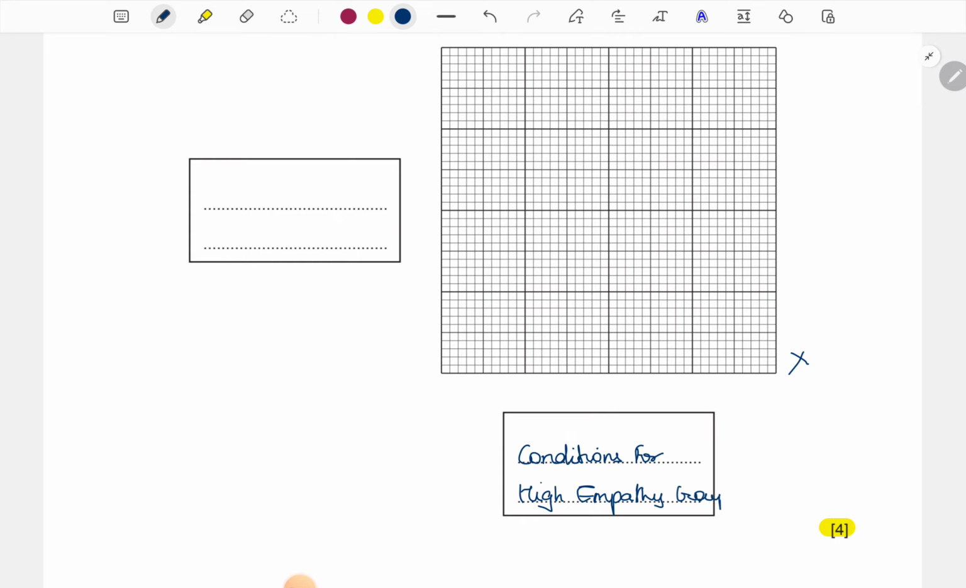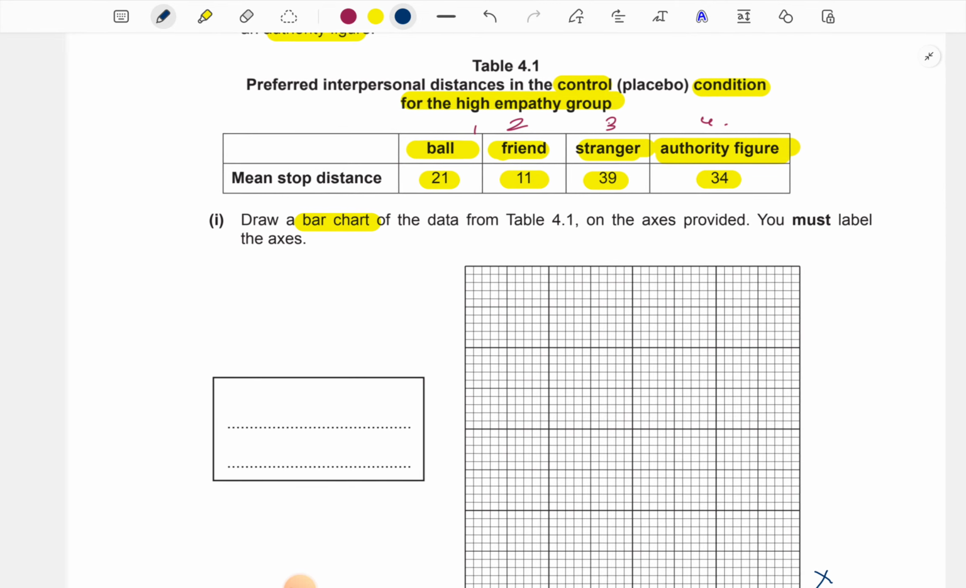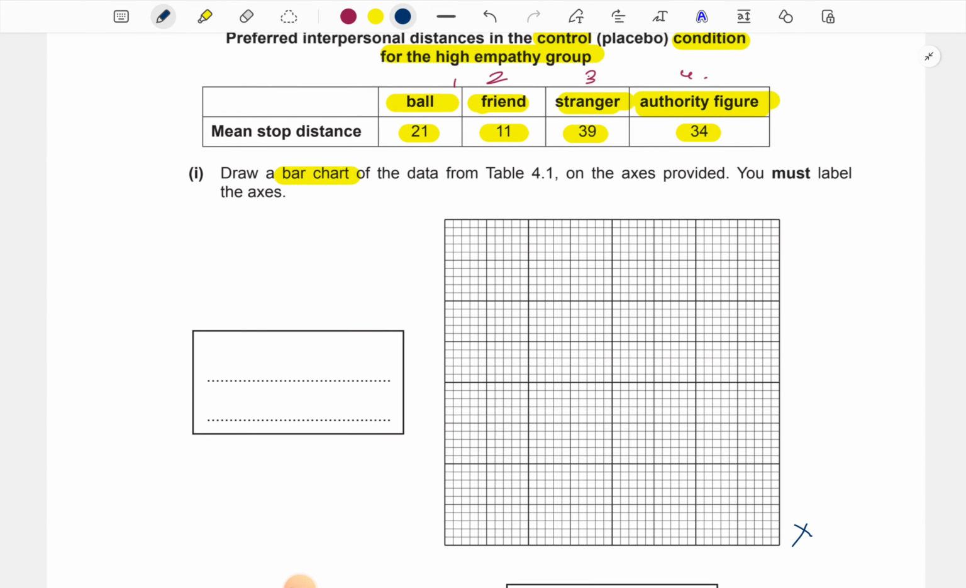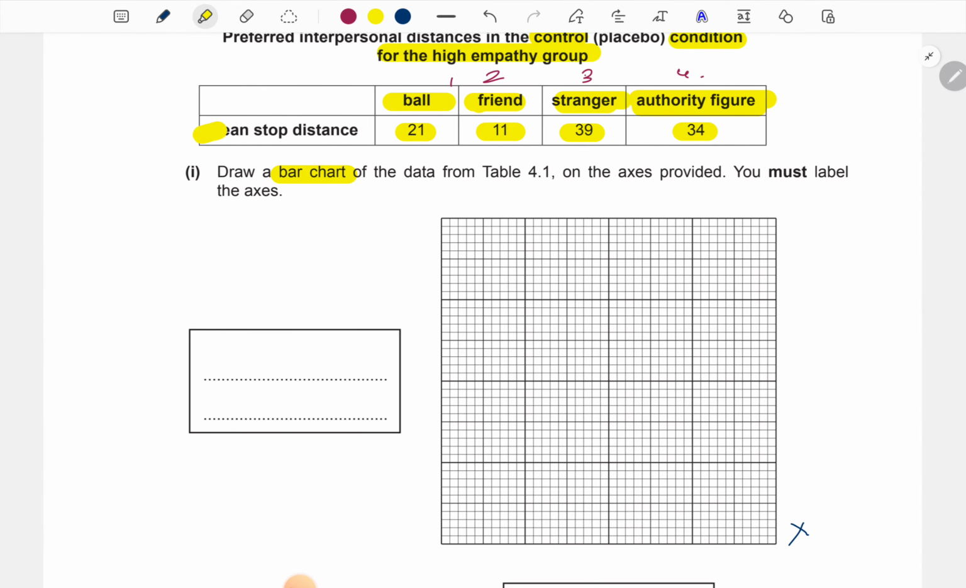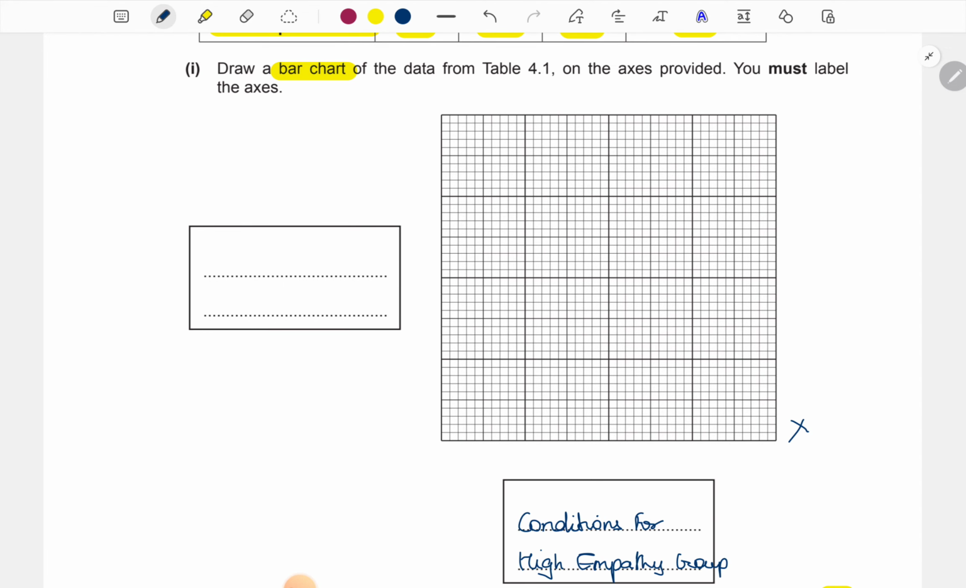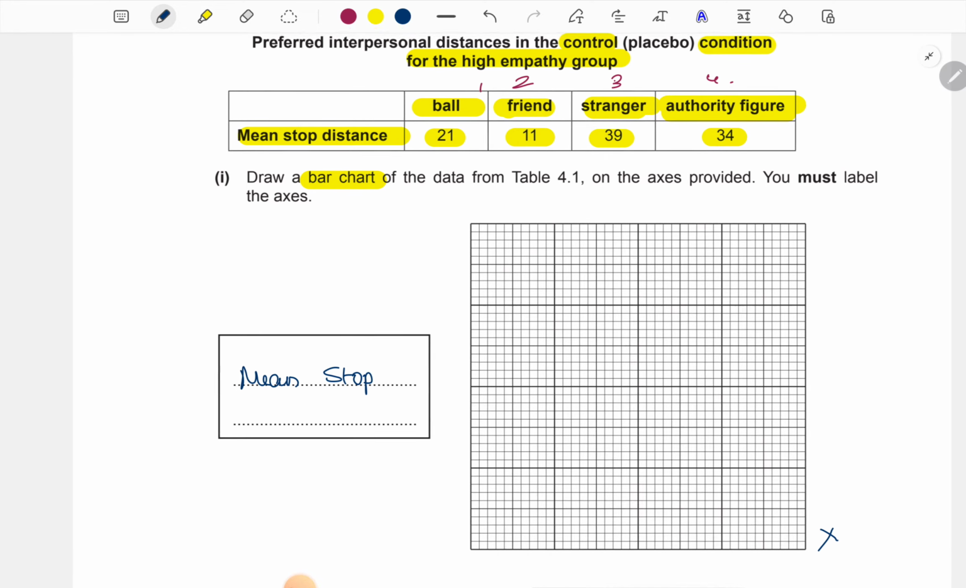In a bar graph, the y-axis will always have the descriptive statistic. In this case, mean preferred interpersonal distance in terms of mean stop distance. That's how they've called it on the table. So we'll just use that wording and write mean stop distance.